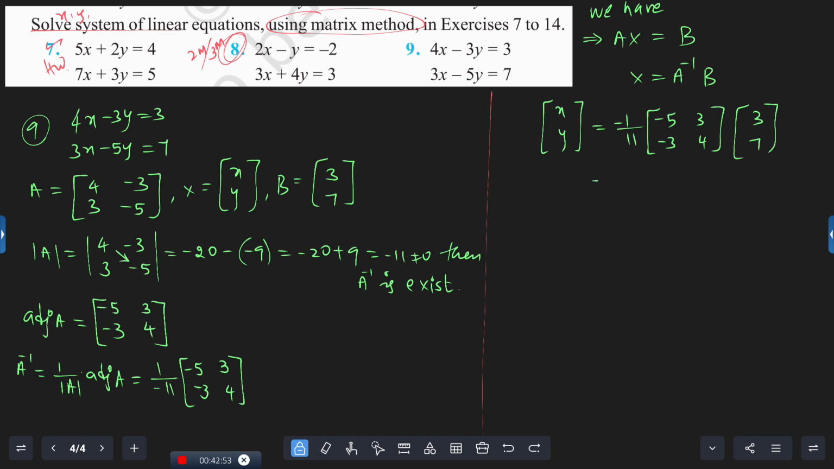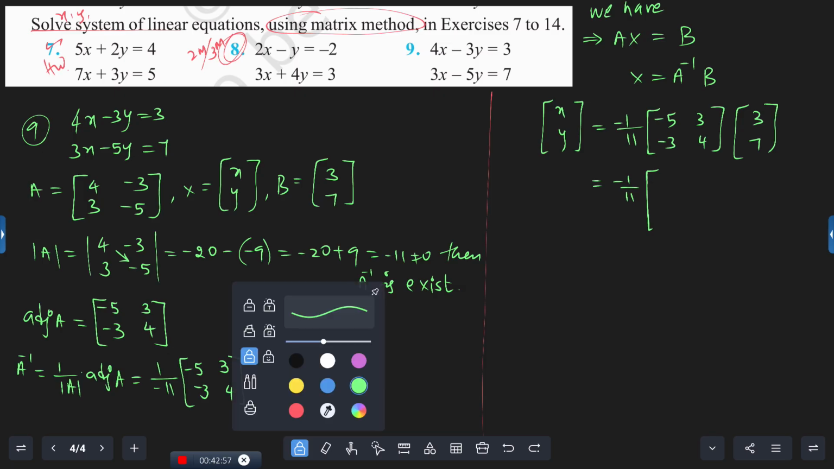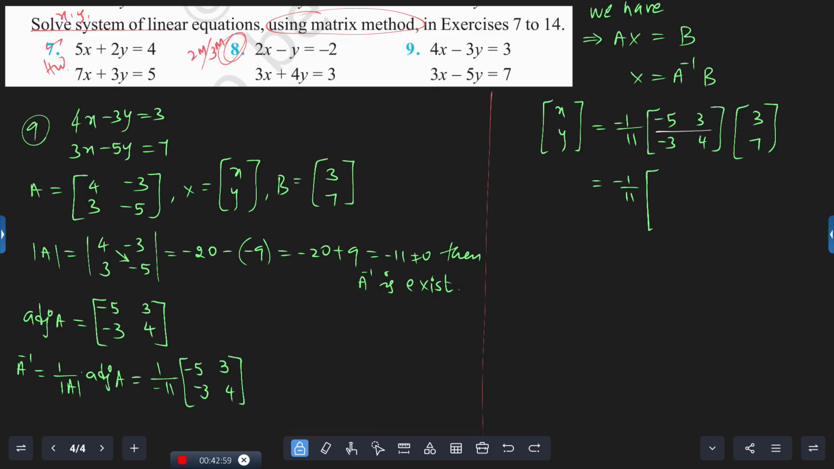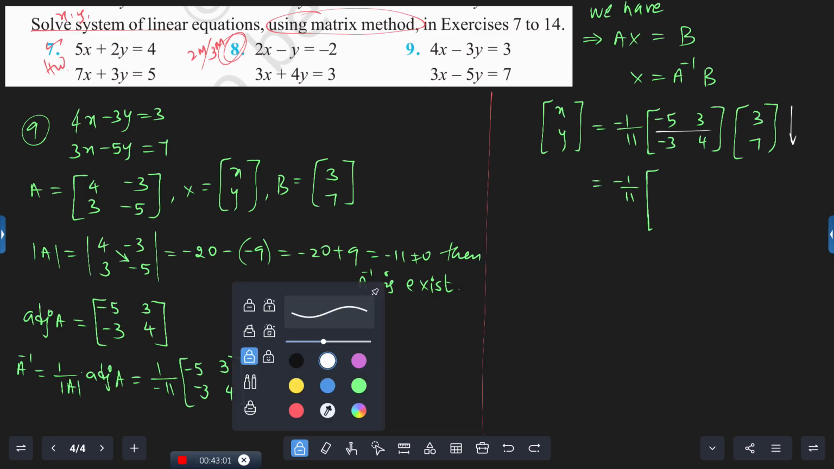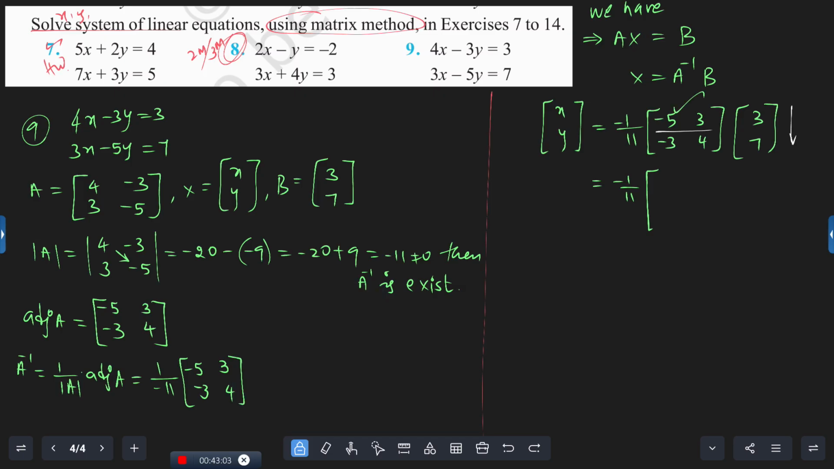Right. Now, what is that? Minus 1 divided by 11. Row with the column. This is what we are doing, row with column wise. So first element to first element, minus 5 into 3, minus 15. Second element to second element, 3 7s are 21. After it gets over, next row. Take the next row, multiply with the same column.